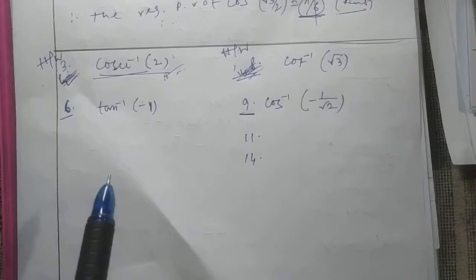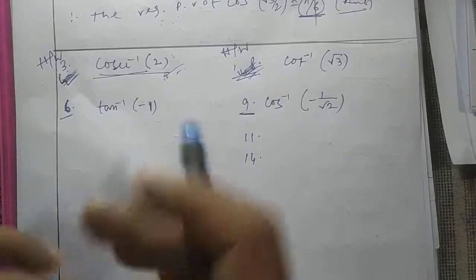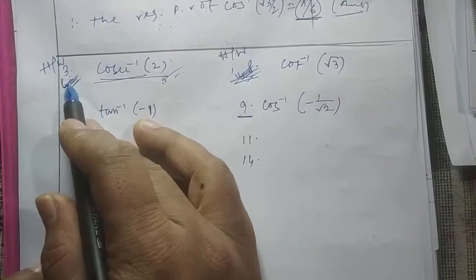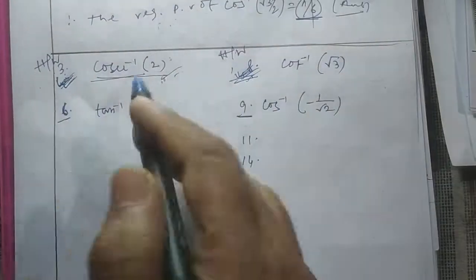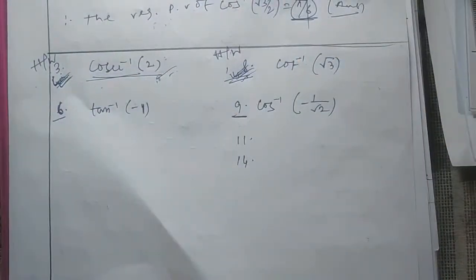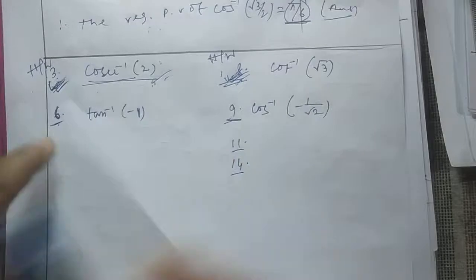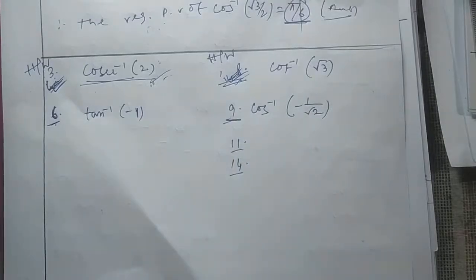Now let us come to the next questions to be practiced. In a similar manner, we have to find out PV for the following ITFs. Here, I am skipping question numbers 3 and 8. They will be homework. Now we shall be doing question numbers 6, 9, 11 and 14. Let us solve them one by one.